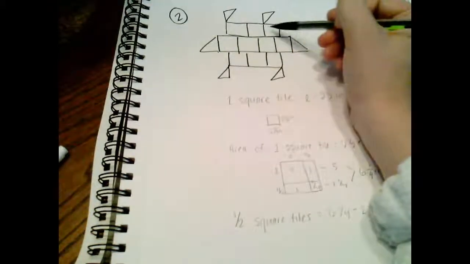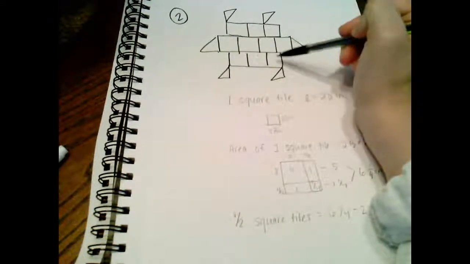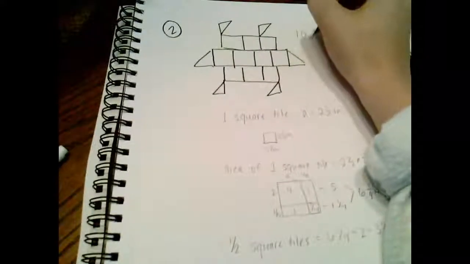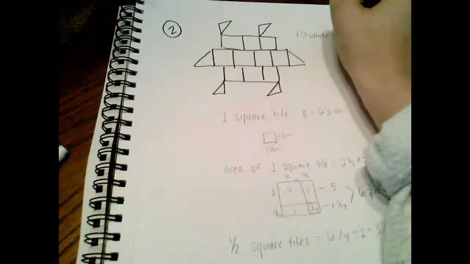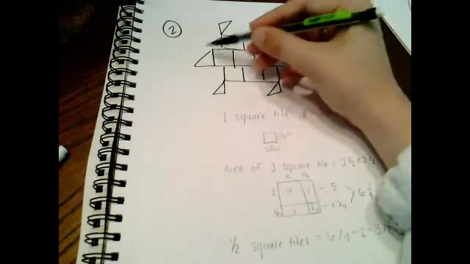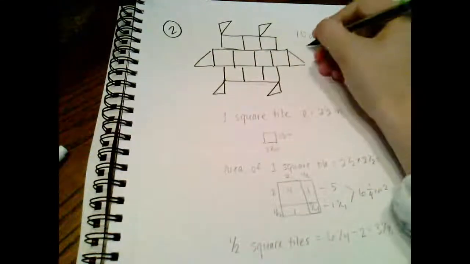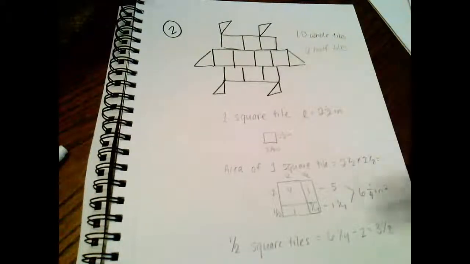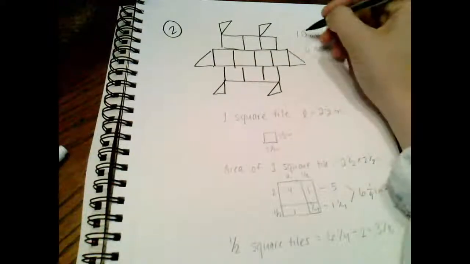I have 1, 2, 3, 4, 5, 6, 7, 8, 9, 10 whole tiles. And 1, 2, 3, 4, 5, 6 half tiles. So now I can multiply my areas by each of these numbers.